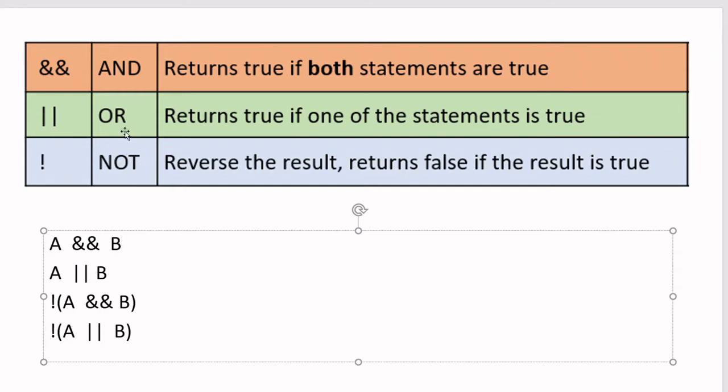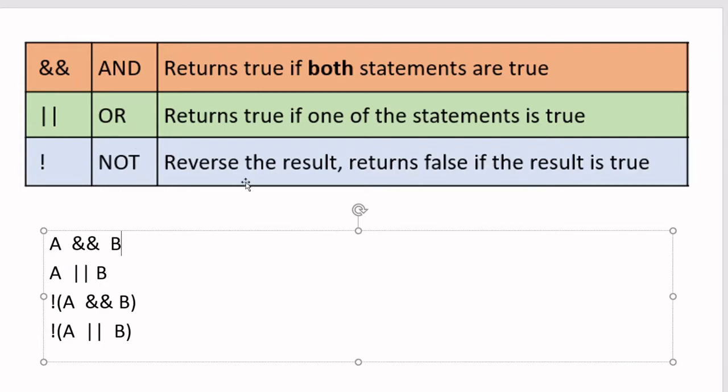The OR operator returns true if one of the statements is true. So it is enough that one of these two statements, A or B, is true, regardless of the other statement, that the outcome of the whole expression is going to be true. So if A is true and B is false, the whole expression will give us a true. And if B is true and A is false, the whole expression is going to give us true. If A and B, both of them are true, it is also going to give us a true, but the only case that's going to make this expression false is if A and B are both false.